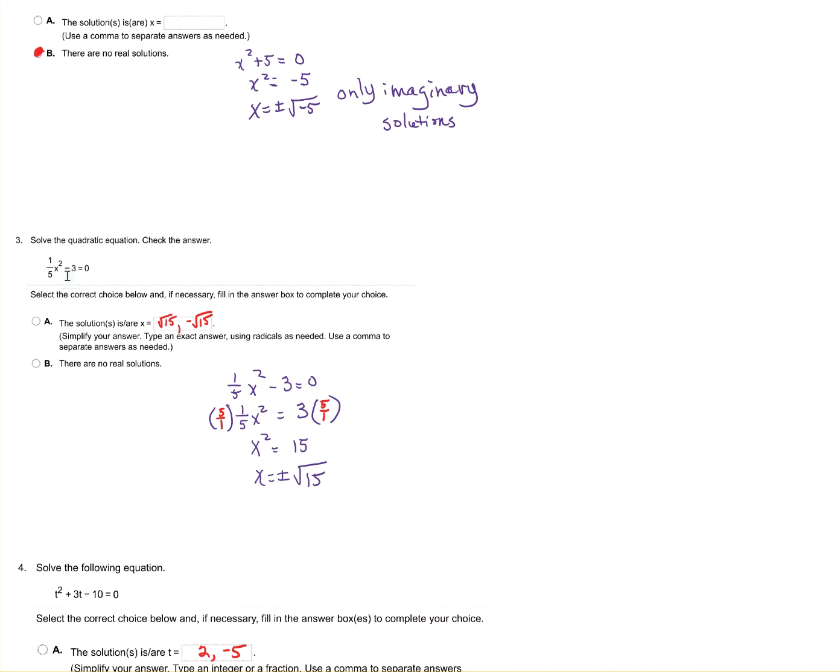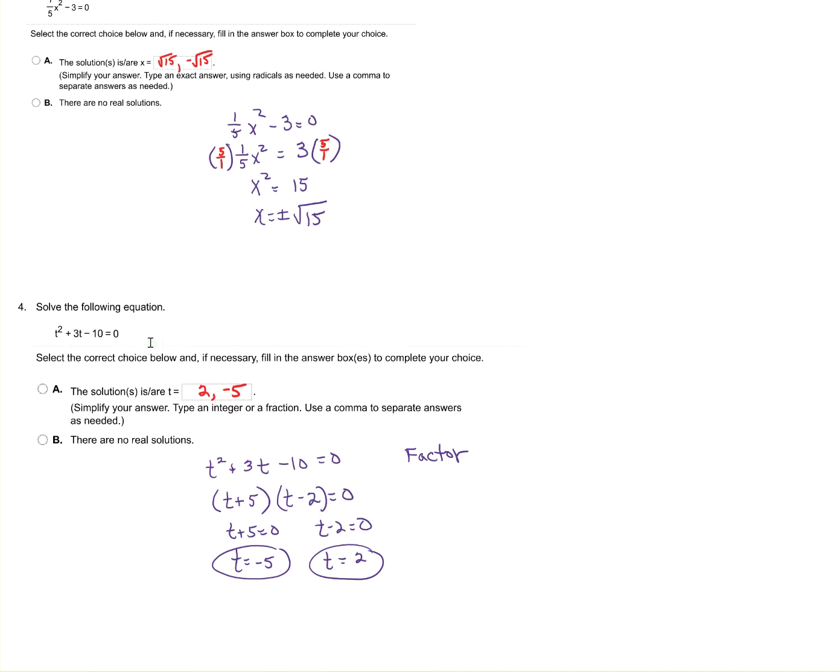Number 3. All right, let's see how to solve this one. 1/5 x squared minus 3 equals 0. Let's add the 3 to the other side, and we have 1/5 x squared equals 3. When you need to divide by a fraction, you flip it and multiply. So we're going to multiply 5 over 1 on both sides. Those cancel out. We're left with x squared. And on the other side, we have 15. So now we'll take the square root there, so x is plus or minus square root of 15.